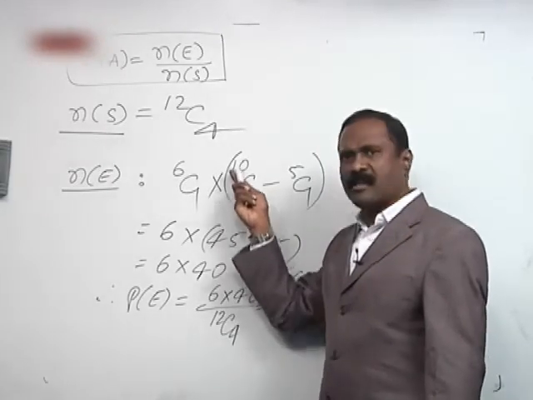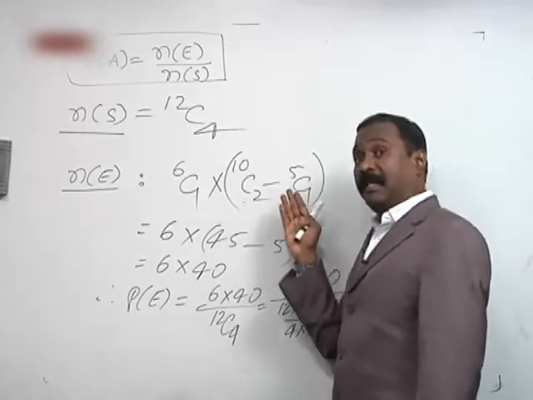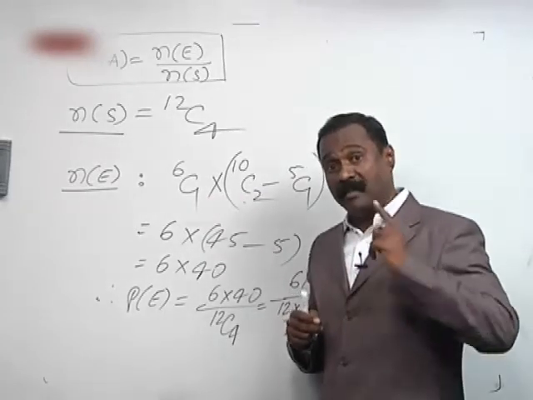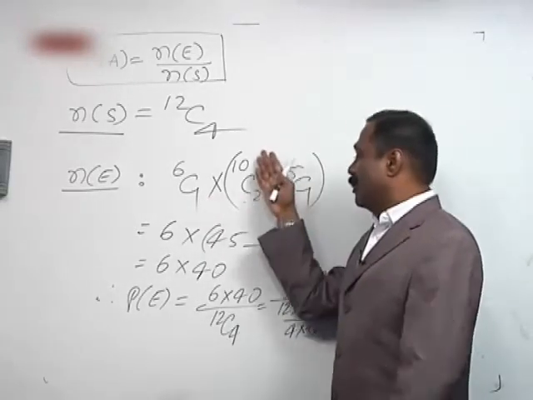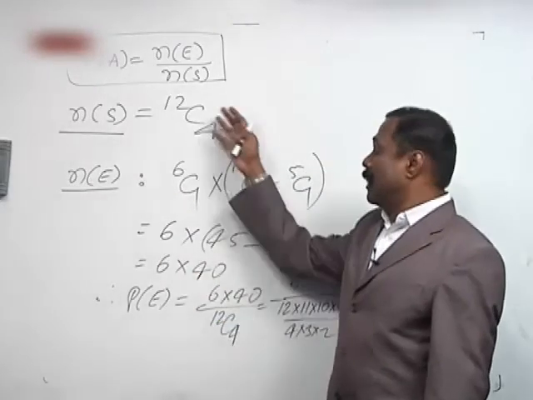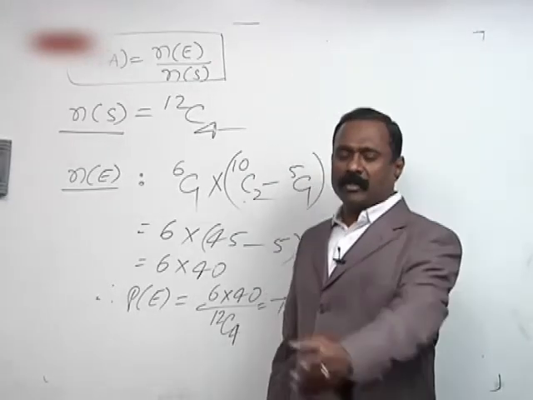From the remaining 10, I have taken 2. But this 10C2 contains again 5 married couples. There are chances of getting a married couple again, but I need only exactly one married couple. That is why I have subtracted it, and this will give you the favorable number of outcomes, and favorable number of outcomes divided by total number of outcomes will give you the required probability. Okay, go to the next slide.